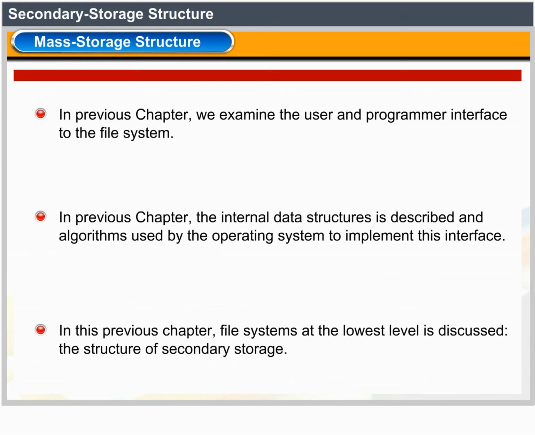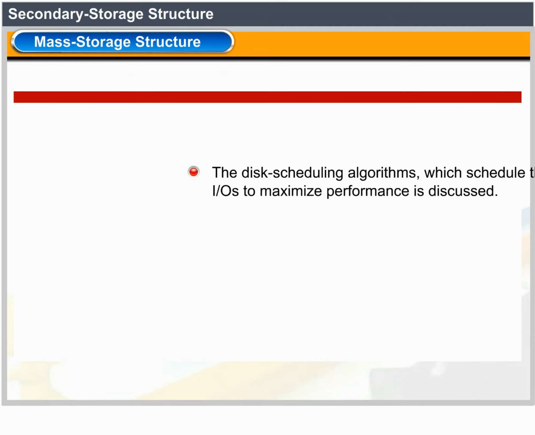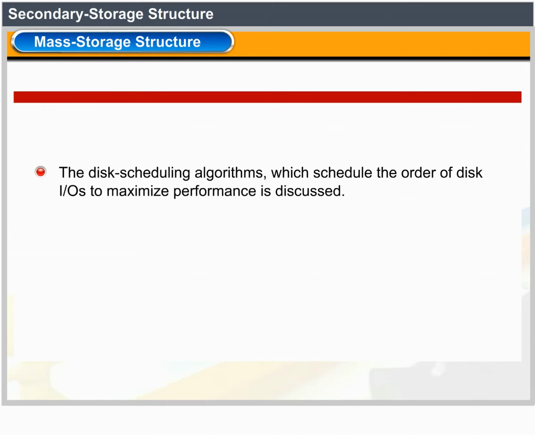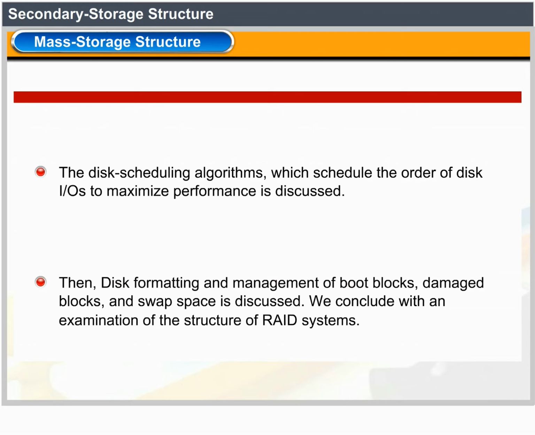We first describe the physical structure of magnetic disks and magnetic tapes. We then describe disk scheduling algorithms, which schedule the order of disk input-outputs to maximize performance. Next, we discuss disk formatting and management of boot blocks, damaged blocks, and swap space. We conclude with an examination of the structure of RAID systems.